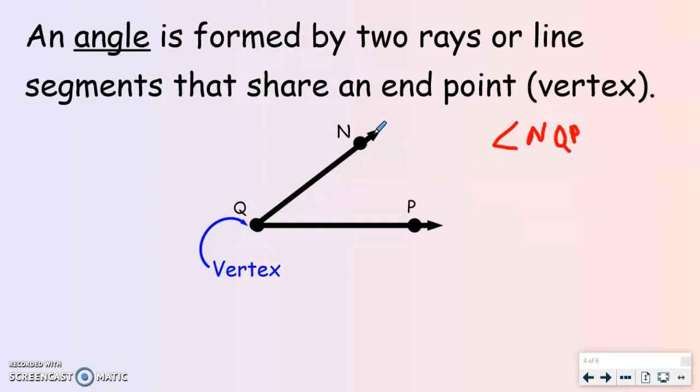You also can name angles just by their vertex. So if I wanted to be even more shorthand, I could just say this is angle Q, because that is the vertex. And actually the order, I could even say this is angle PQN. I could go this way, as long as the vertex is in the middle, that's most important. Or if you just want to do it simple, then just name the angle by the vertex itself. So we have a few choices.